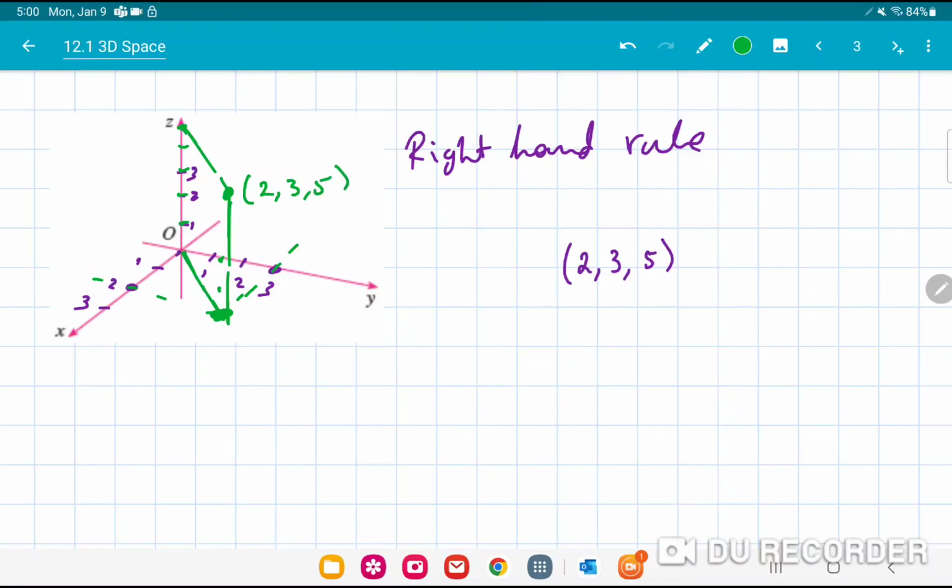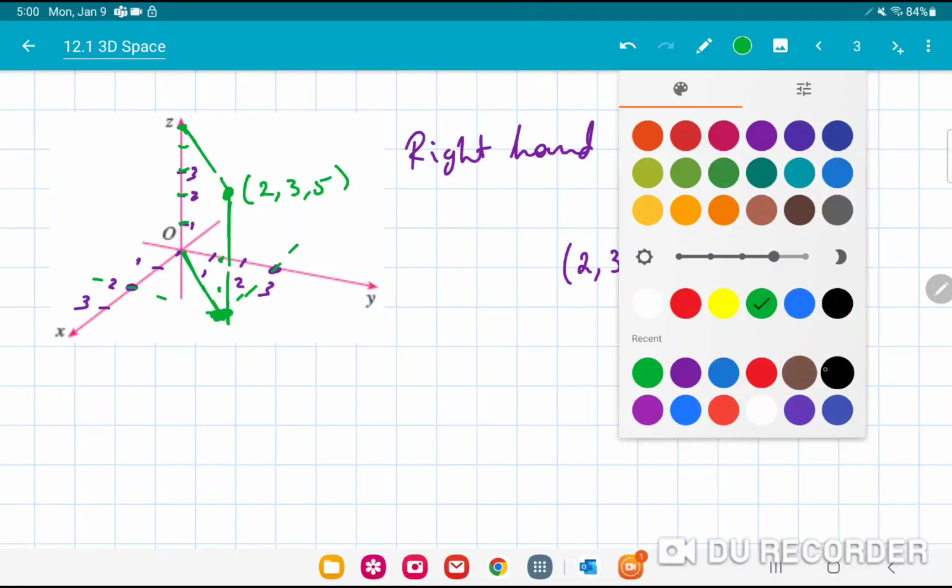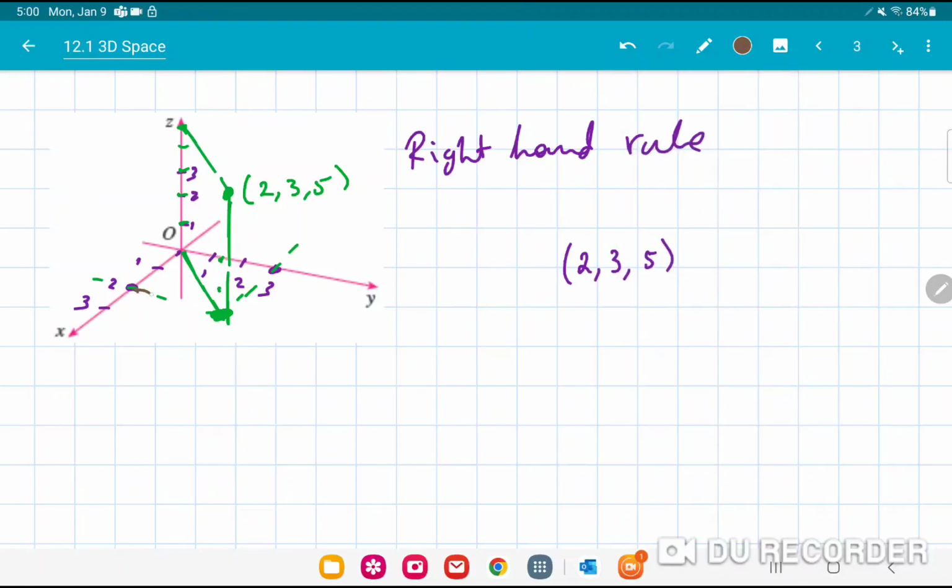So if I made the box, let me see if I can pick a brown color and make the box. 5 units up, 5 units up, so this is a 3D box with 2 units, 3 units, 2 units here, 3 units, and 5 units high.